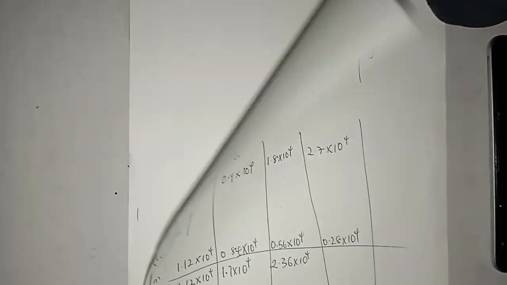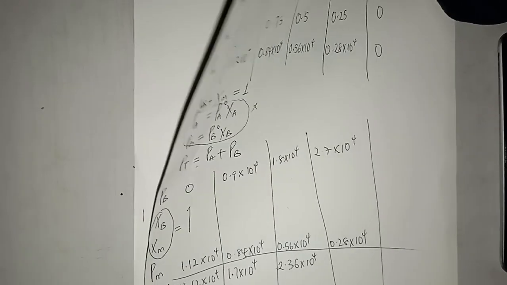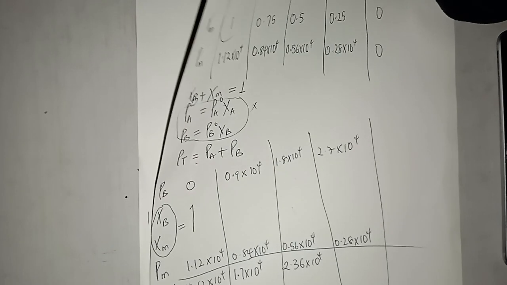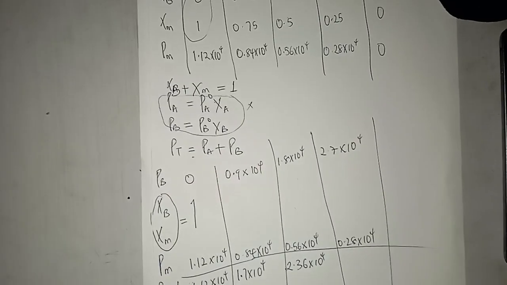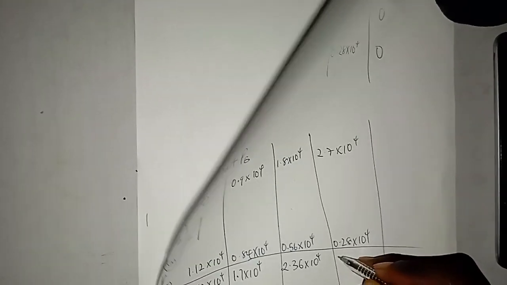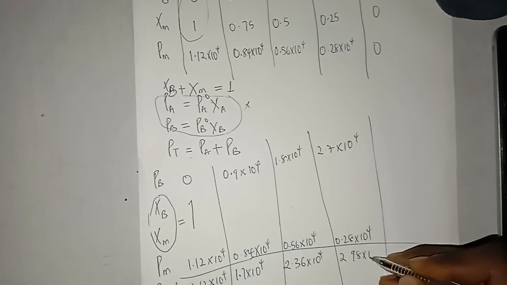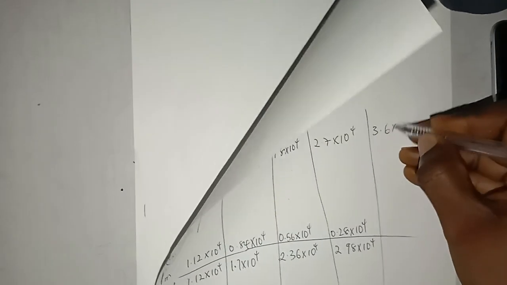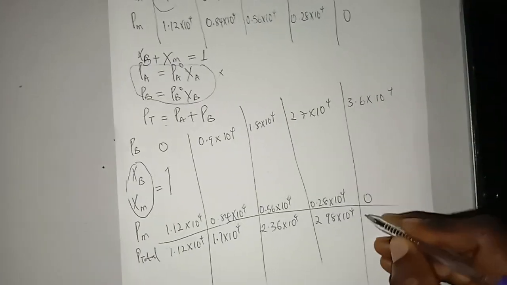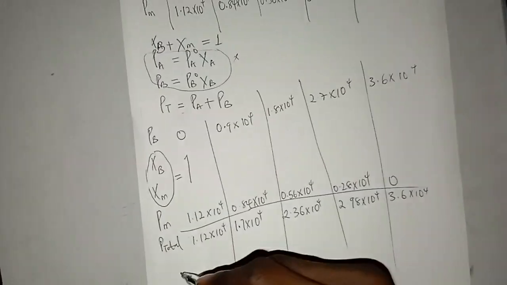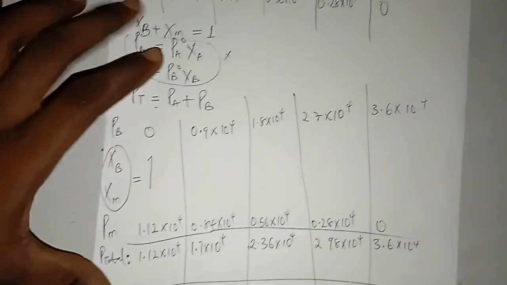So 2.7 times 10 raised to power 4 plus 0.28 times 10 raised to power 4. This gives me 29,800, which is 2.98 times 10 raised to power 4. So I have the next one, 3.6 times 10 raised to power 4 plus 0. It's the same thing as saying 3.6 times 10 raised to power 4. So this is my total pressure. This is my total pressure.